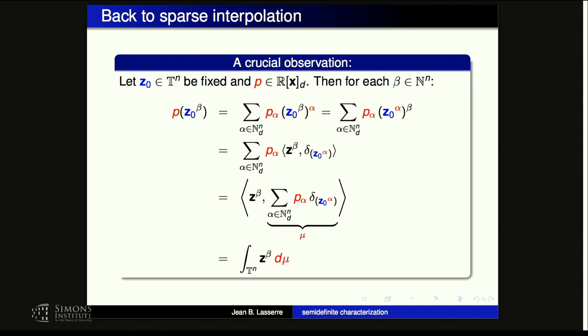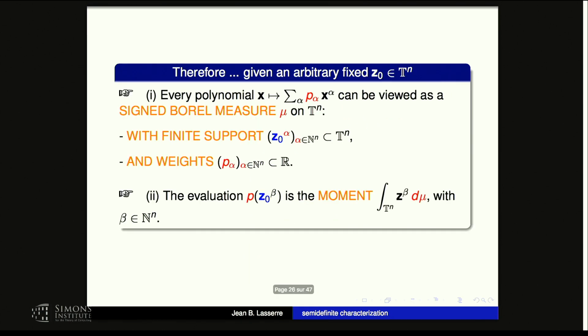So we're back to super resolution, because given an arbitrary fixed z0 on the torus, every polynomial P can be viewed as a signed Borel measure on the torus, with finite support, which are just the atoms z0 to the power alpha where the coefficients are different from 0, and weights P_alpha. And the evaluation of P at the point z0 to the power beta is just the moment beta of this measure.